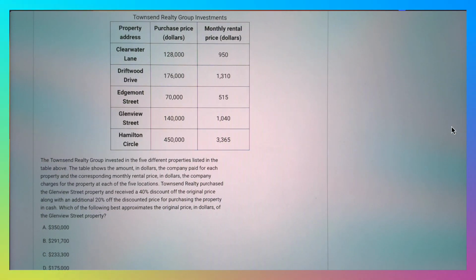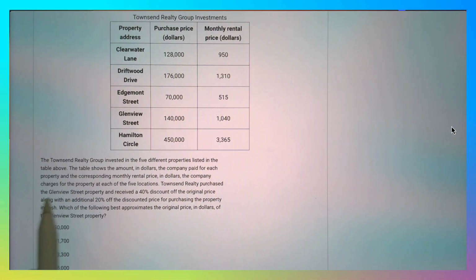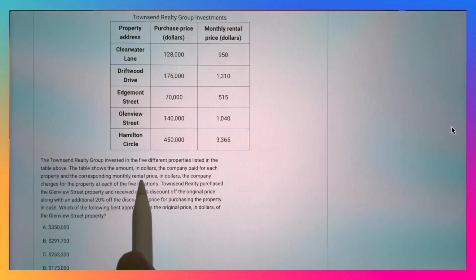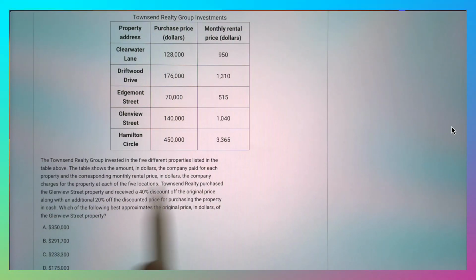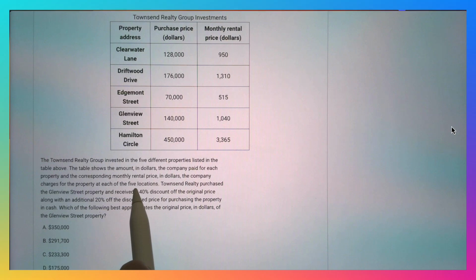The Townsend Realty Group invested in 5 different properties listed in the table above. The table shows the amount in dollars the company pays for each property. That's the second column here. Property and the corresponding monthly rental price. That's the third column. The company charges for the property at each of the 5 locations.